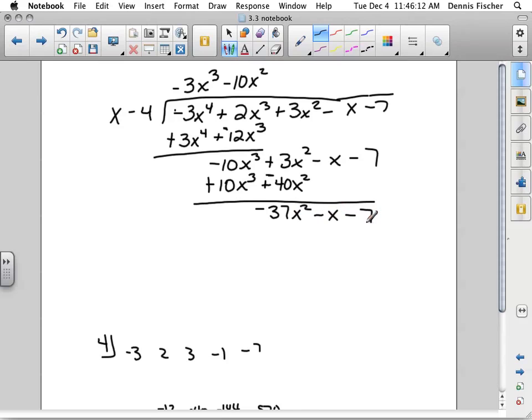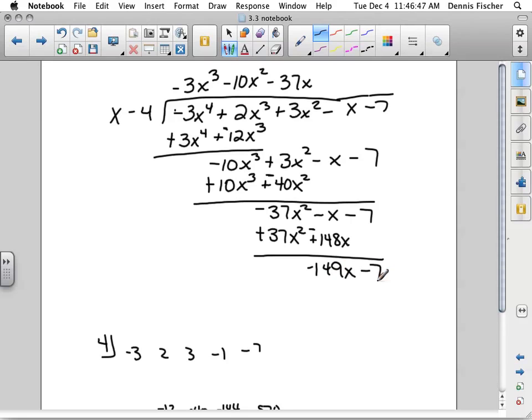This isn't too bad. What times x gives you negative 37x squared? Negative 37x. Now we're going to get some bigger numbers here. Negative 37x times negative 4 is plus 148x. Change the signs. We're going to get negative 149x minus 7. Is that right?